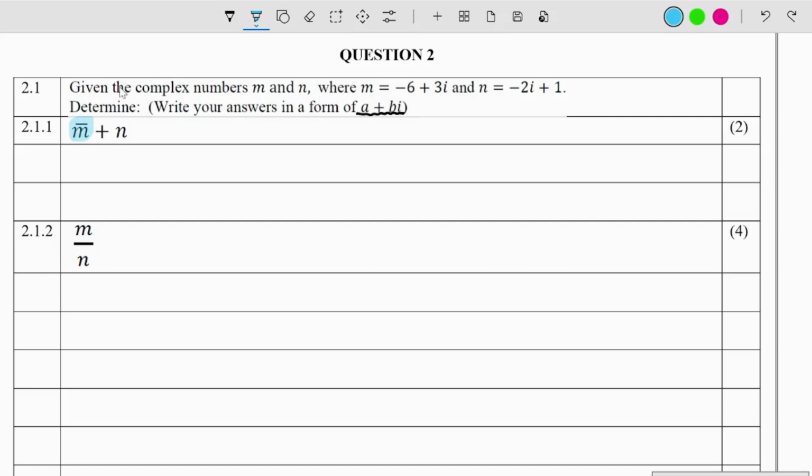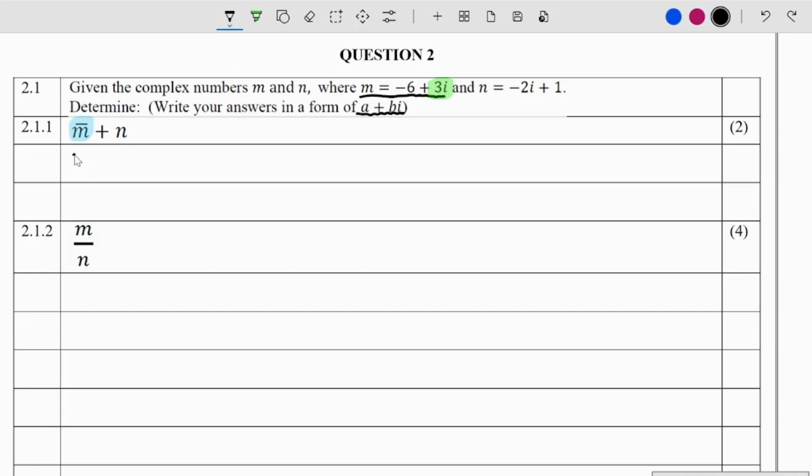Take into consideration this notation. It means conjugate. So where do you find m? This is your m here, negative 6 plus 3i. So what will be the conjugate of negative 6 plus 3i? You change the sign of the imaginary part. Which part represents the imaginary part? It is this one here. That's the part you're going to change. You're going to change the sign of that 3i to negative 3i.